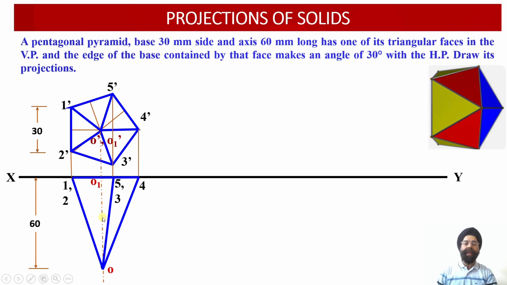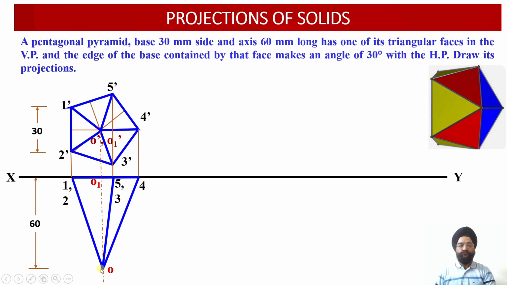So now, having developed the front view projections and the top view projections of this pentagonal pyramid, when this pyramid is having its base contained by the vertical plane and the axis of this particular pyramid happens to be parallel to the horizontal plane. Now, in the first iteration, we have been provided with this information that one of its triangular faces is contained by the vertical plane.